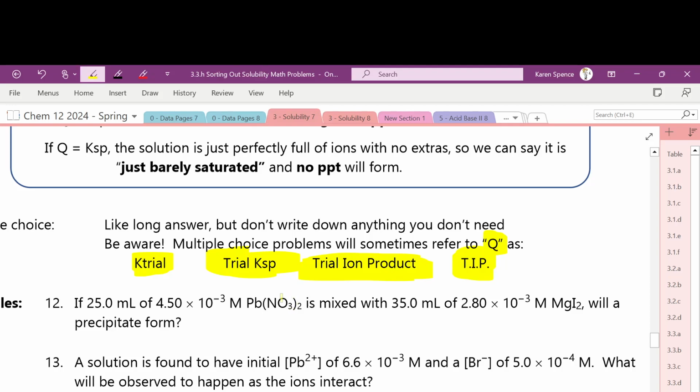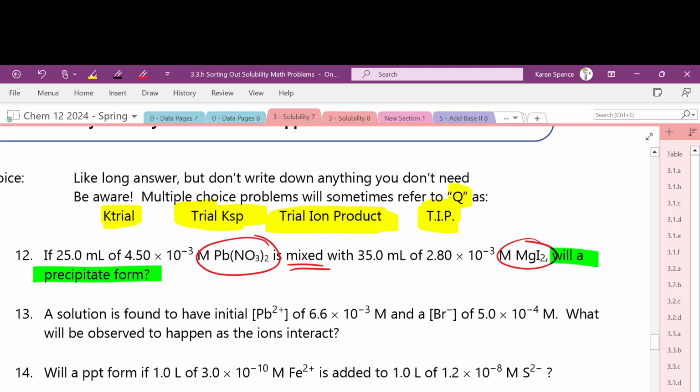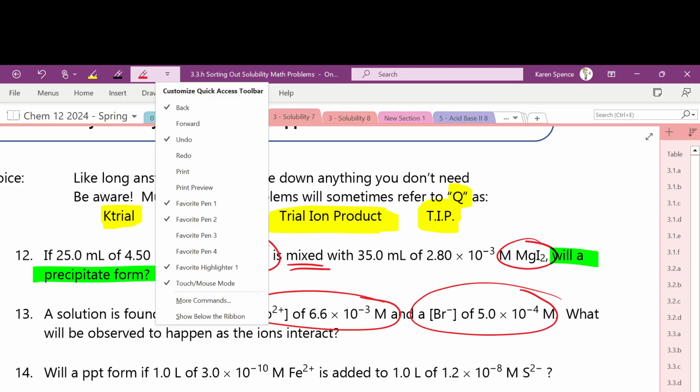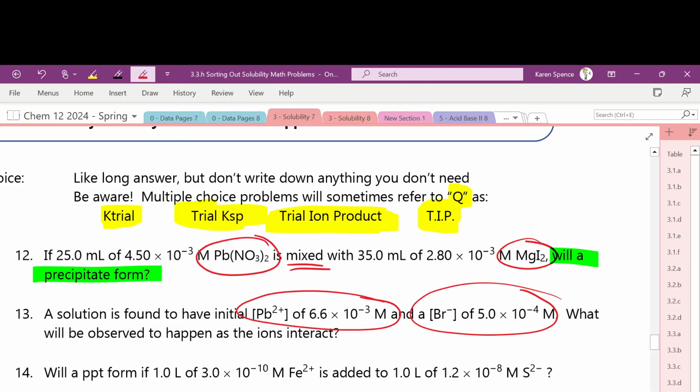So we have one compound and a second compound, and we mix them, and we are asked, will a precipitate form? Here we have lead and bromide. And we're not being asked, does a precipitate form? But what we're being asked here is, what will be observed to happen? What could happen? What's the only thing that could happen that would be interesting?